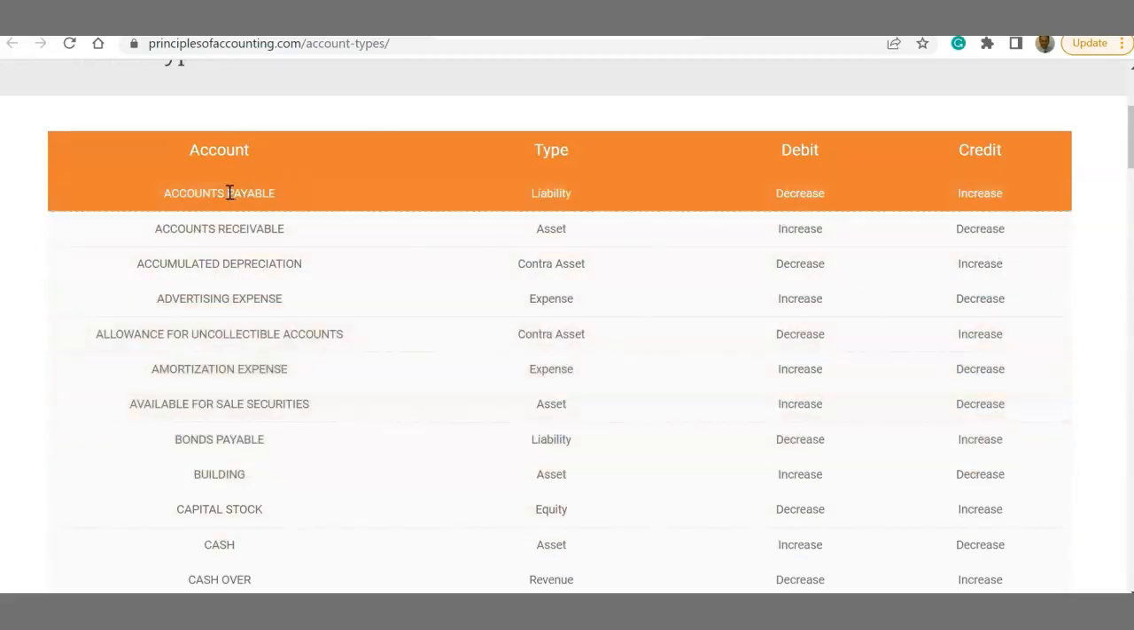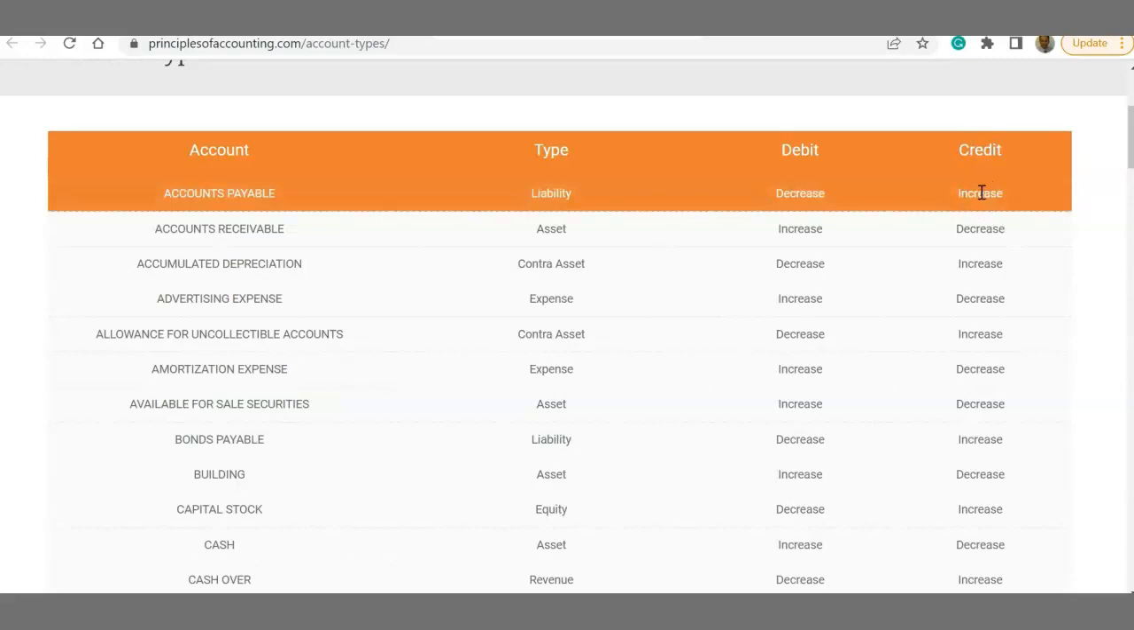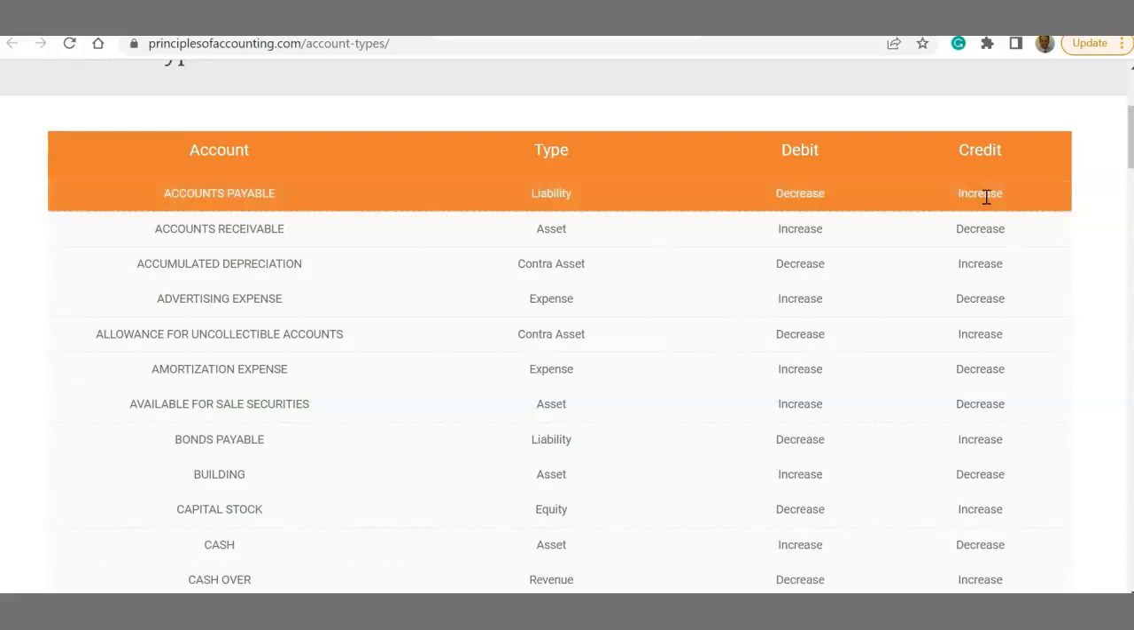Let's say you look at accounts payable. You have to know that accounts payable is a liability, obviously, in the classification of the accounting equation. And the normal balance for any liability is credit. That means it will increase if you credit it. Why? Because when you credit a liability, it will increase. That's what we call normal balance. Accounts payable, normal balance is credit.